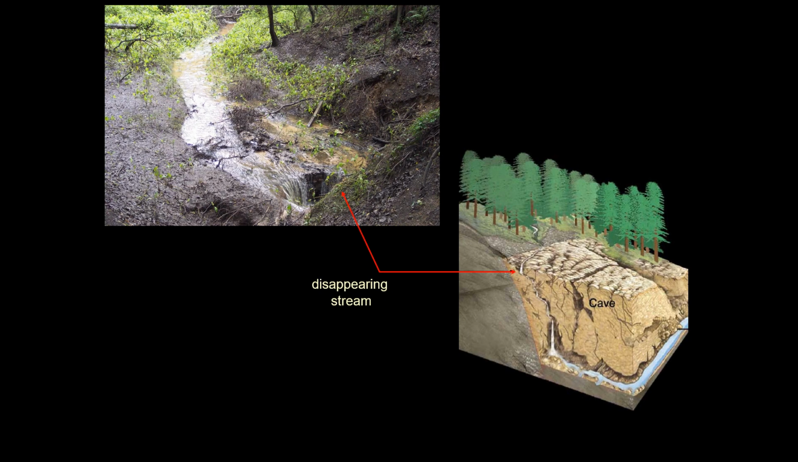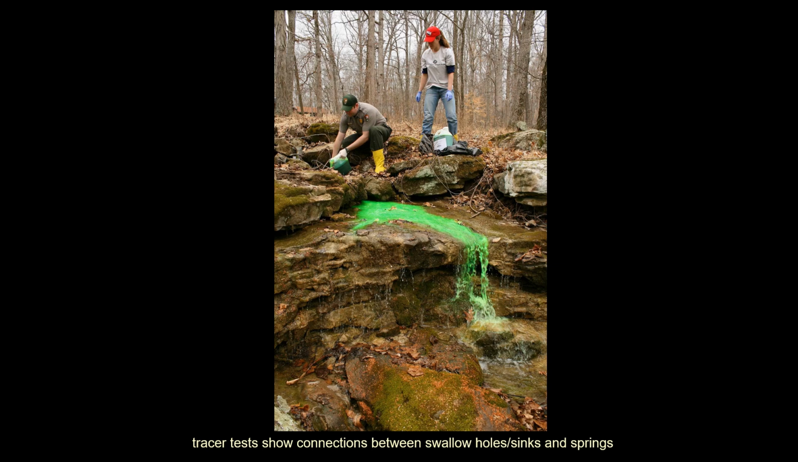Another example of how water might enter cave systems is disappearing streams like this one. The stream just flows and disappears into a hole, as shown here on the diagram to the right. We call these deranged streams, and they're pretty odd, pretty unusual. They're found in places like Kentucky here in the U.S.